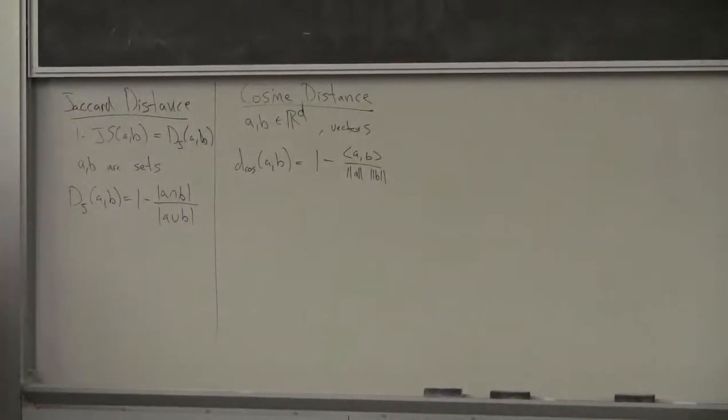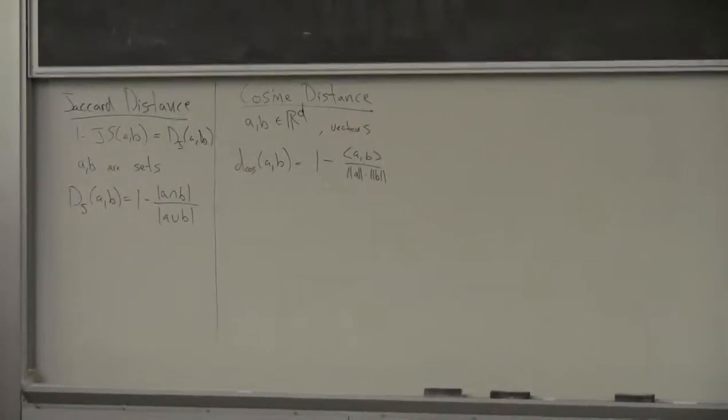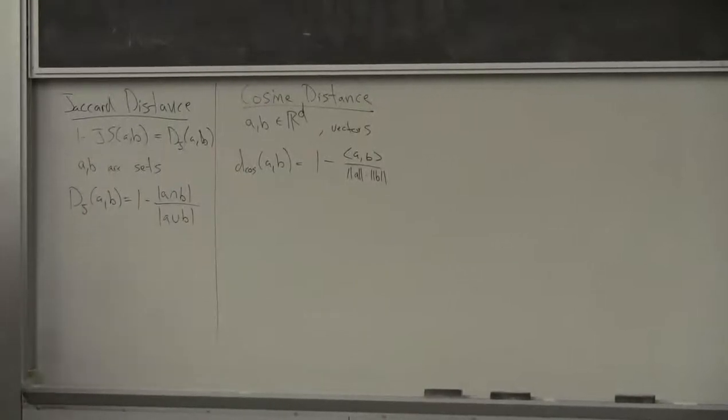So do you want to know why this is called the cosine distance? It is the cosine of two vectors, right? A projection of one vector over the other. Yeah, but why is it called the cosine distance? Because you can write the dot product as the modulus of A and B times cos theta, where theta is the angle between them.